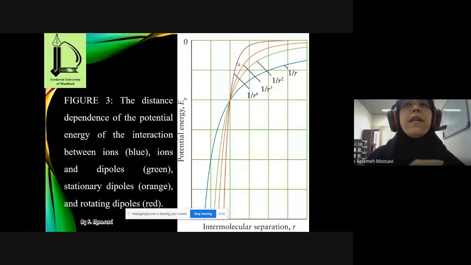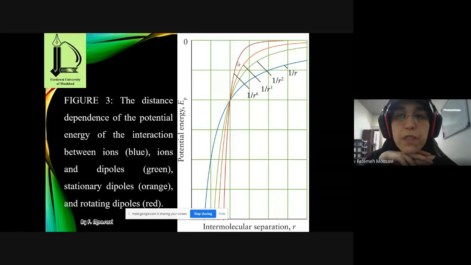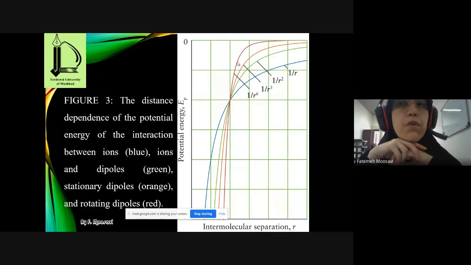Up to now, we learned that the interactions are observed because of the full charge or partial charges on the molecules. So it seems that the molecules with dipole moment equal to zero, I mean non-polar molecules, shouldn't attract each other. In other words, non-polar molecules should only be observed in the gas phase. However, we know that these molecules can be observed in solid and liquid phase.